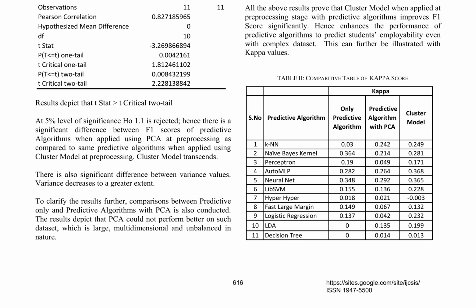A paired two-sample t-test for means was conducted to compare the kappa values obtained by predictive algorithms with PCA and the same algorithms with the cluster model. The results indicate a significant difference in mean kappa values, with the cluster model outperforming PCA. Overall, the results demonstrate that the cluster model, when applied at the preprocessing stage with predictive algorithms, significantly improves the F1 score and enhances the performance of predictive algorithms to predict students' employability, even with complex datasets.